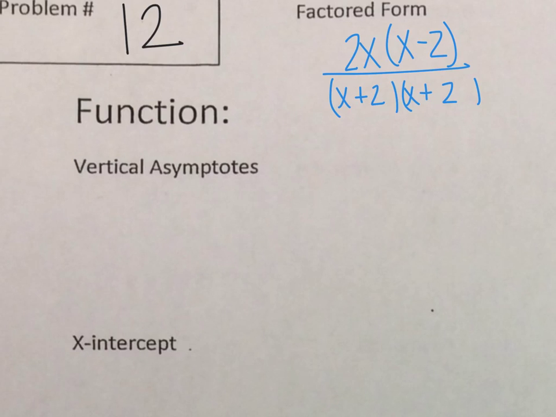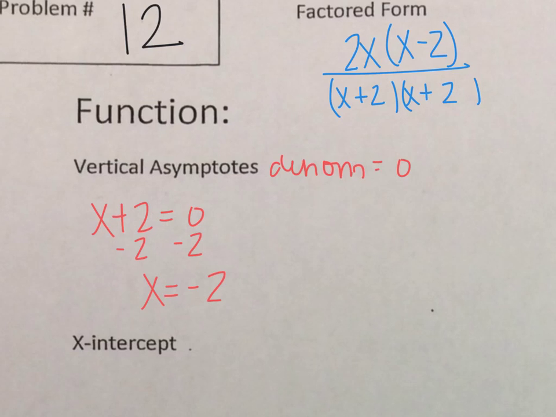So vertical asymptotes, if you'll recall, occur whenever our denominator is equal to 0. Since the factors of my denominator are the same, I do not have to solve both of them. So I have x plus 2, and I need to set it equal to 0. I'm going to subtract 2 from both sides, and I get that there's a vertical asymptote at negative 2.